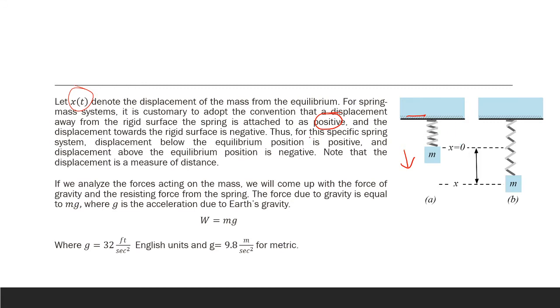So, thus, for the specific spring system, displacement below the equilibrium position is positive. And displacement above the equilibrium position is negative. So, if this is your equilibrium position, any movement pababa is positive and any movement pataas from your equilibrium position is negative. If we analyze the forces acting on the mass, so we will come up with the force of gravity. So now, if we will check kung ano yung force na nag-act dun sa mass, this is just the gravity.